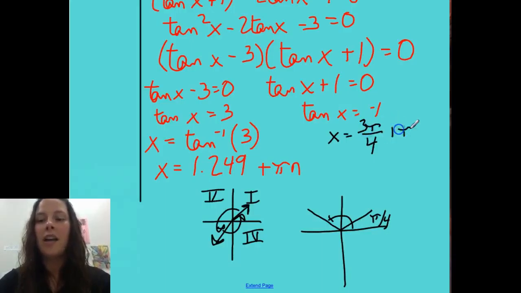Plus pi n, and that will give us the entire solution that we need, because if you add pi n to the 3 pi over 4, if you rotate that half a circle, you'll land in the fourth quadrant where cosine is positive and sine is negative. And then of course adding the pi again will get you back to the second quadrant.